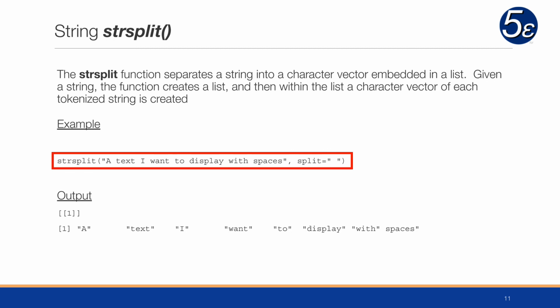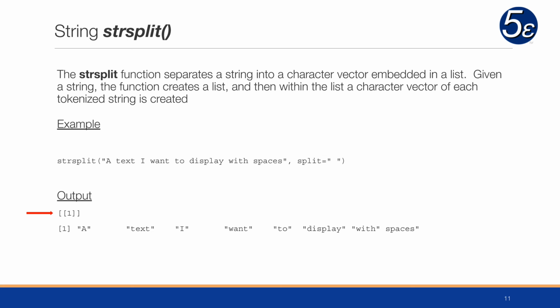The output of this will be a list. Notice the double brackets again indicate that this is a list. And within the list, the first item is going to be a vector of the character strings, which in this case is "a," the second item is "text," the third is "I," and these are the individual tokens created by strsplit.